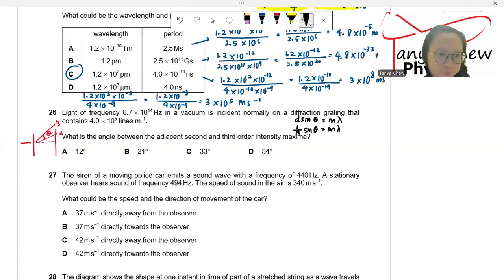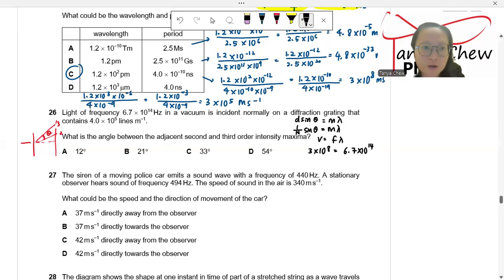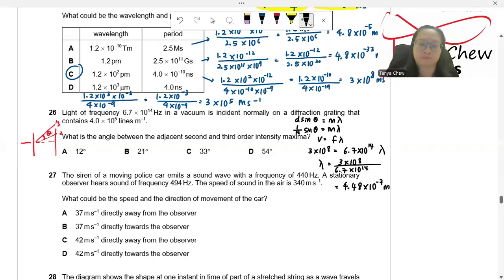we use the speed of light, v equals f lambda. 3 times 10 to the power 8 is equal to the frequency, which is 6.7 times 10 to the power 14, times the wavelength. Wavelength is equal to 3 times 10 to the power 8 divided by 6.7 times 10 to the power 14. So my wavelength is 4.48 times 10 to the power negative 7 meter.